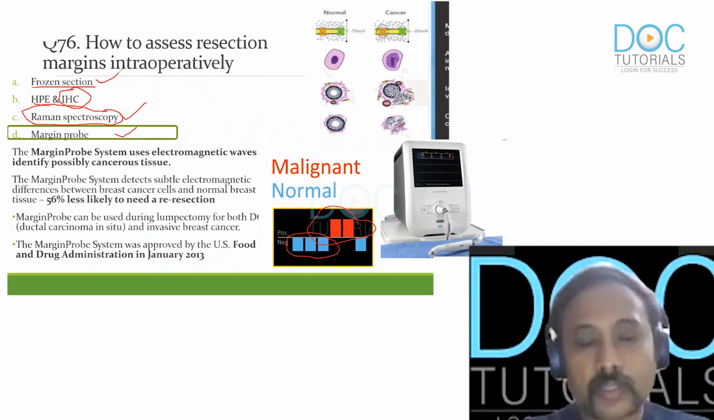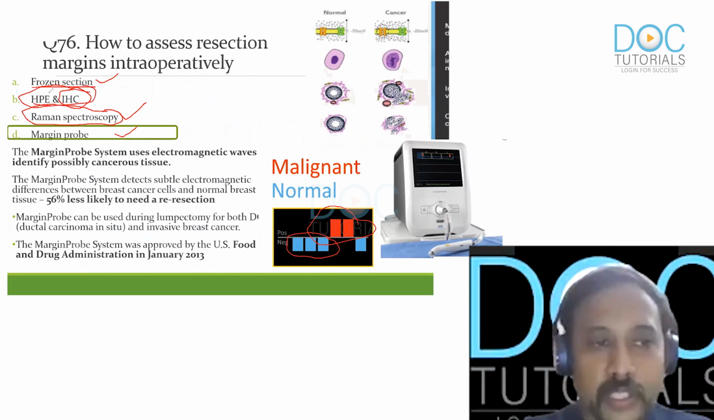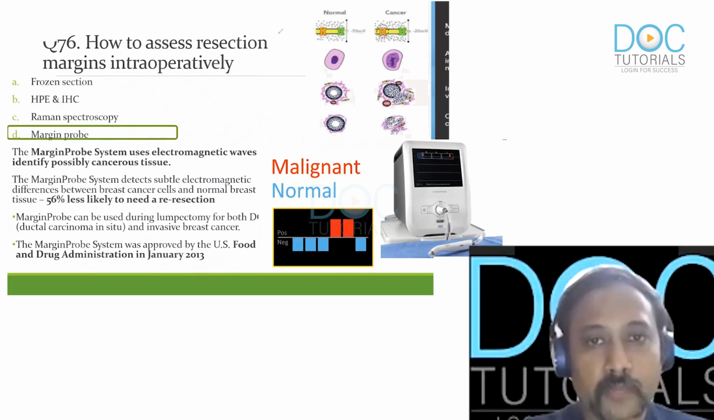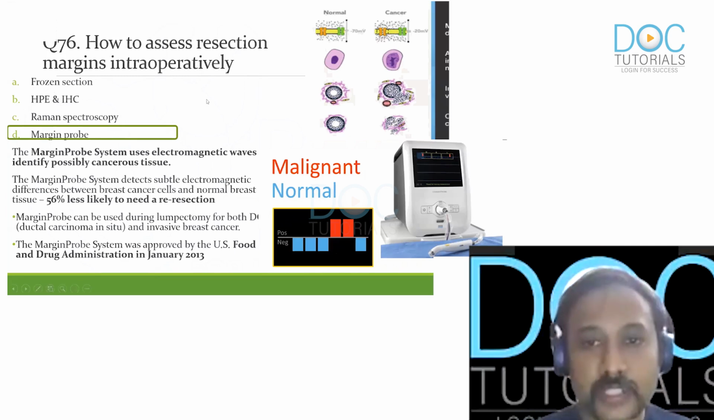Frozen section is also definitely right. HPE and IHC, well, if you look at frozen section as a form of HPE, then I will say this is right. But then if the Raman spectroscopy is given, then fine, I will take that as the answer. I was not able to find any reference to Raman spectroscopy in the things that I could research. Okay, so if that is the case, then I will go back and change the answer to HPE and IHC if it is given in some reference textbook.